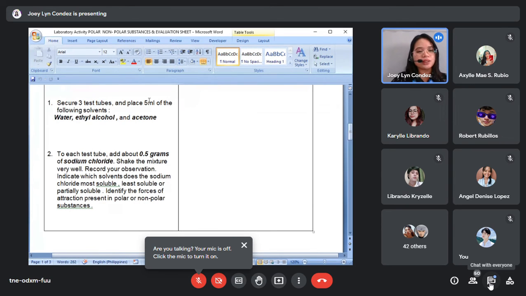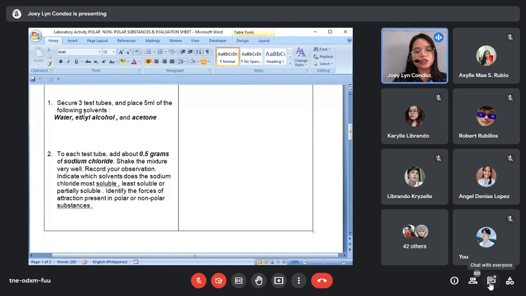So secure 3 test tubes and place 5 ml of the following solvents. So measure in Activity 1A. Measure 5 ml of water. Next, ethyl alcohol 5 ml. 5 ml of acetone. You need to use the graduated cylinder for this to get the volume. Now, the water, ethyl alcohol, and acetone all have the same color, right? So you will get confused which test tube has the ethyl alcohol or acetone.